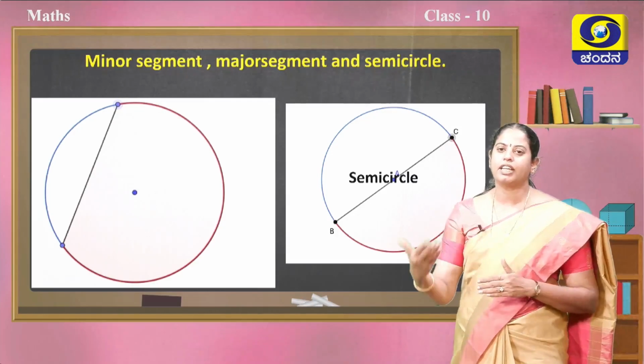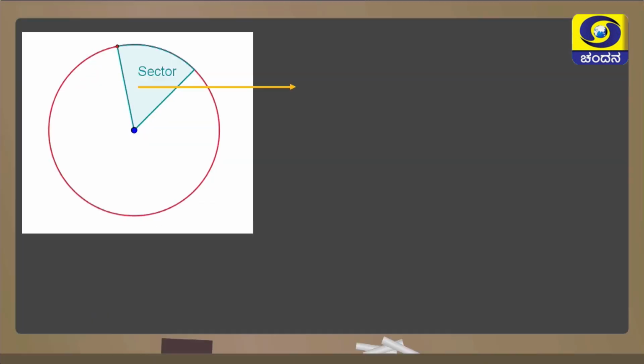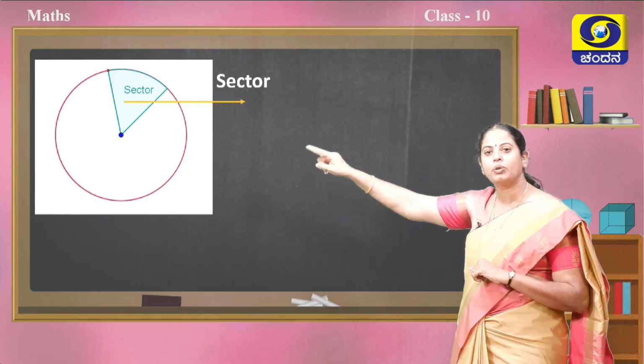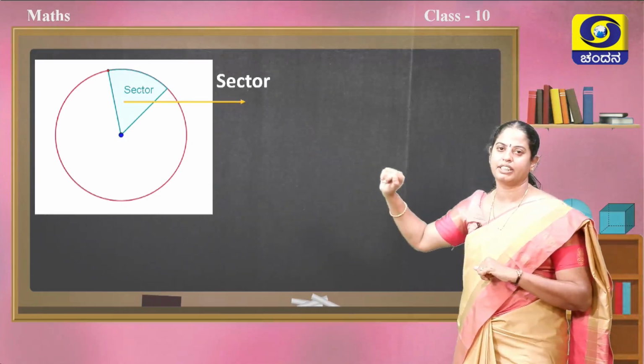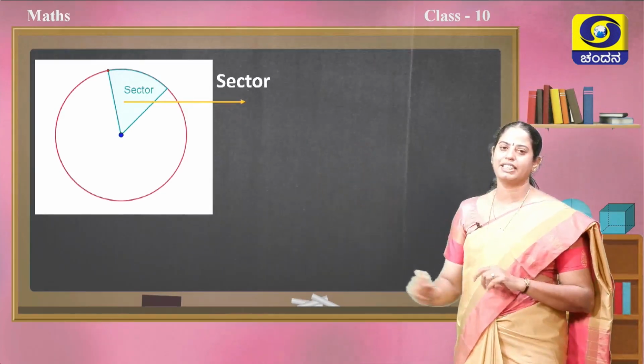Then what else we are going to recall related to circles is, observe this picture. Here, do we call this a segment? No, it is not a segment, it is a sector. Then what is the difference between the segment and the sector? A segment is formed by a chord and an arc, but here the part of the circle is formed by two radii and an arc. Yes, the part of the circle formed by two radii and an arc is called a sector.